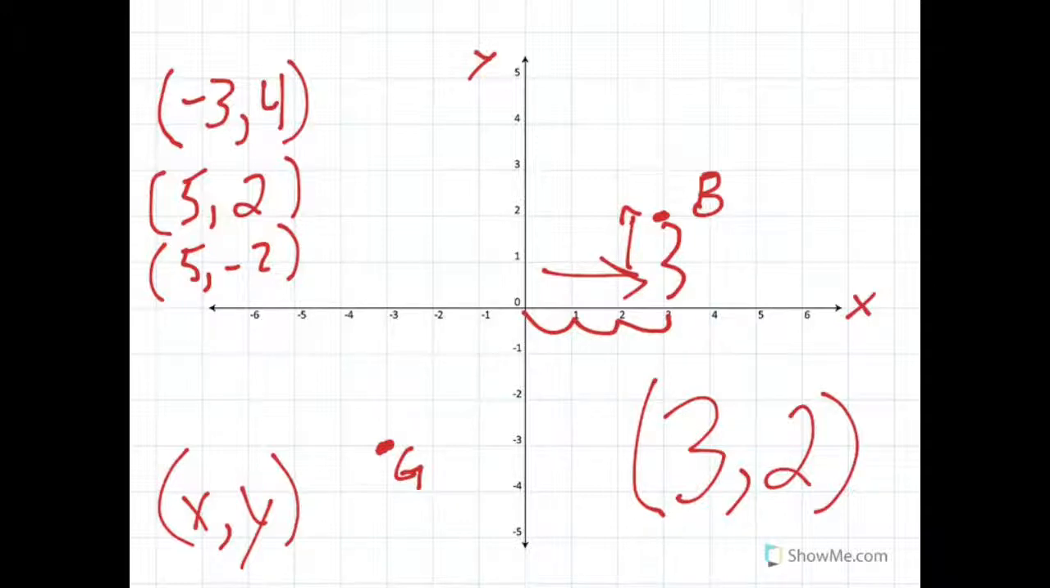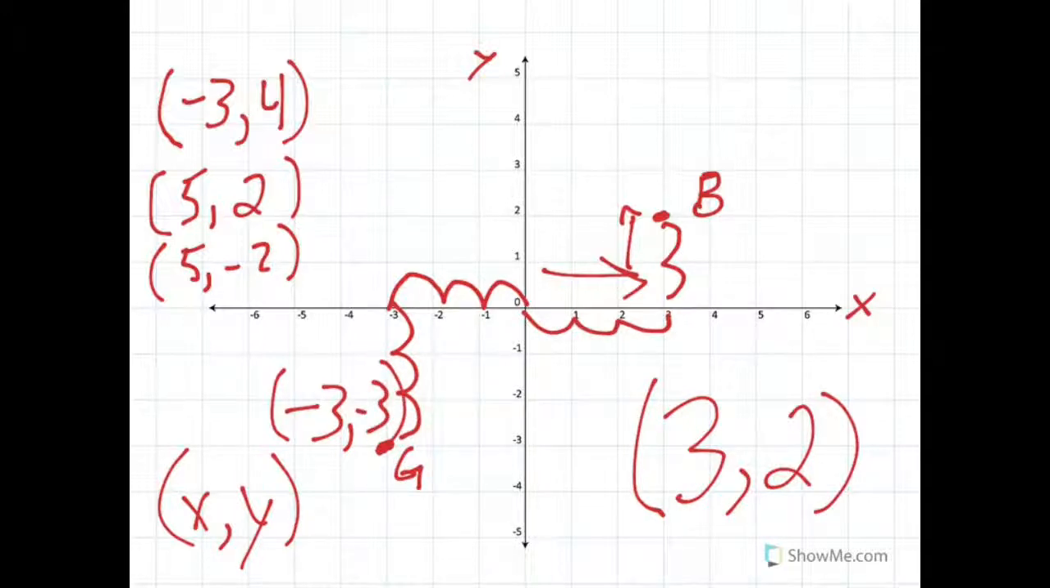If I said, what are the coordinates of G? Well, 1, 2, 3. We've gone 3 to the left, and if you think about it as a number line, that is negative. That would be negative 3. 1, 2, 3. And that's also negative because we went down. If you're going to the right or up, it's positive. If you're going left or down, it's negative. It's just simply that easy.